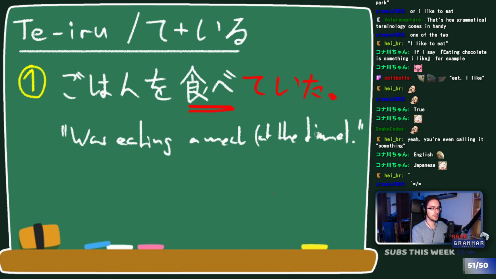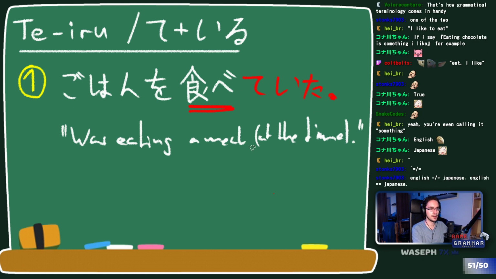So that's how to think of a progressive action in the past. It's just that it was progressive, but it was in the past. So relative to that time frame, it was a progressive action. It was ongoing. So ご飯を食べていた. I was eating a meal.